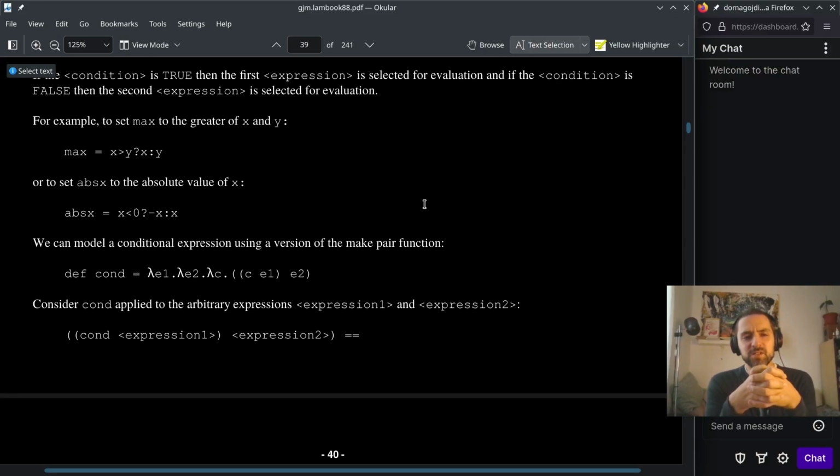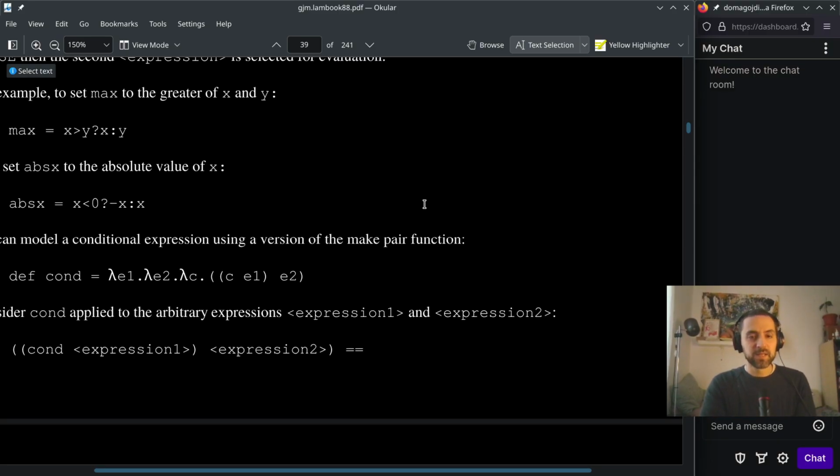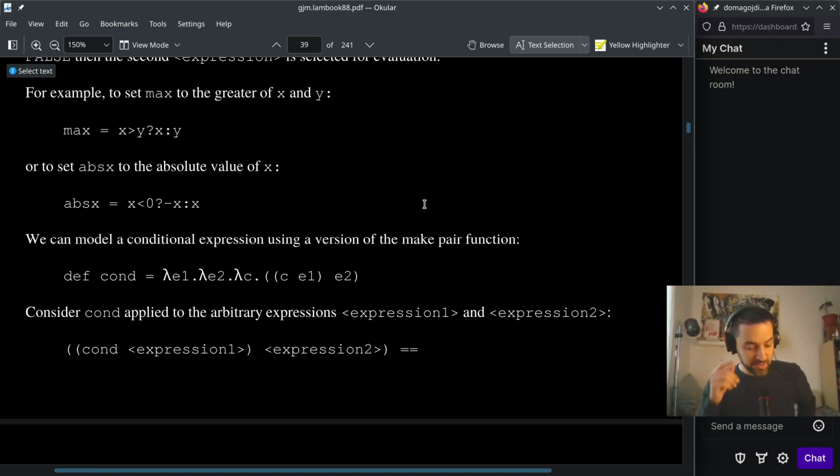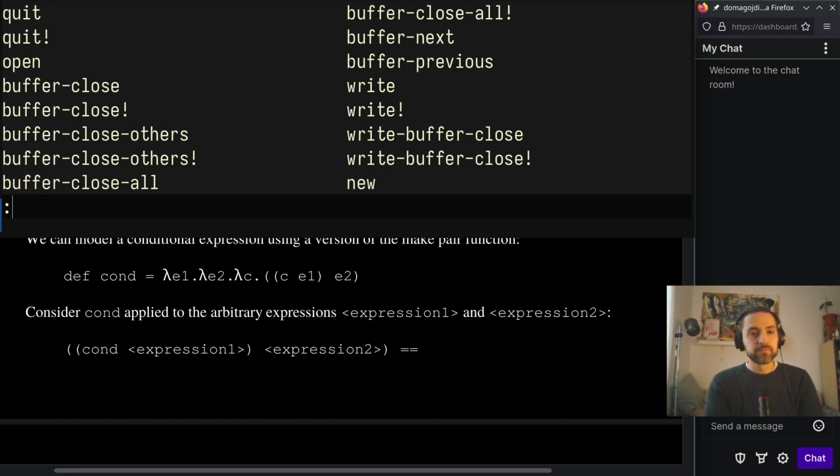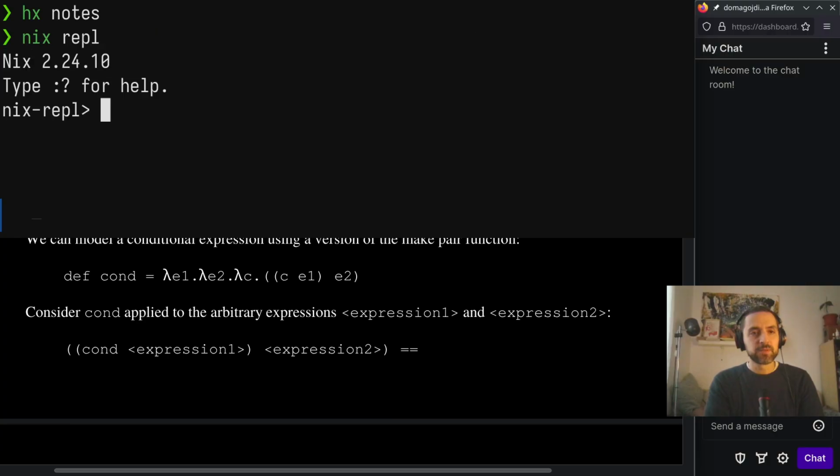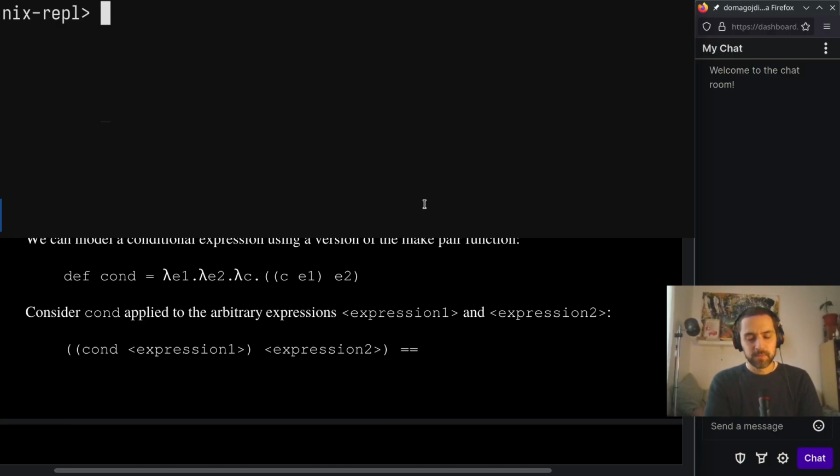We can model a conditional expression using a version of the make pair function. Let's do the cond. In the next REPL: cond equals lambda E1, lambda E2, lambda c. Expression 1, and expression 2.